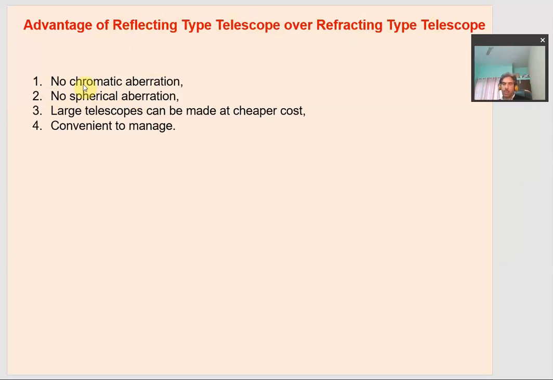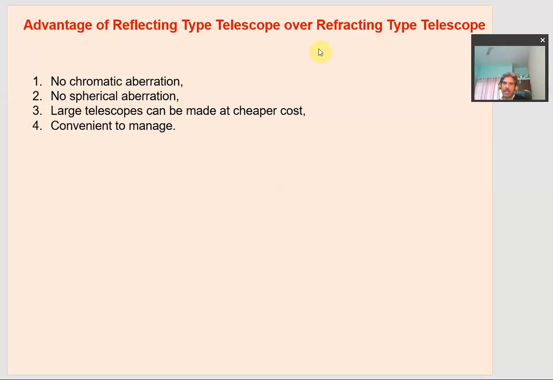Whenever light enters from one medium to another medium, we know that its wavelength changes. Due to that change in the wavelength, the image will not be seen exactly as it appears, right? So the color of that object will change, so it will not be exactly the same as it is. That is called chromatic aberration. In case of a reflecting type telescope, because there is no refraction, light is just reflected, so there is no chromatic aberration. Also there is no spherical aberration.